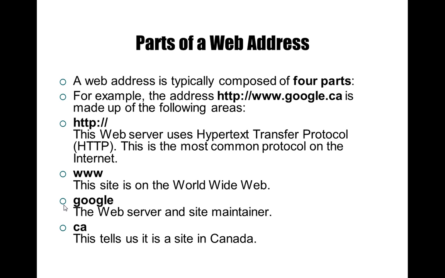So this says a web address is typically composed of 4 parts. Means an address that identifies the web page or the website is comprised of 4 parts. These are the 4 parts. The example is http://www.google.ca, which is made up of the following areas. In simple terms, this is my web address.